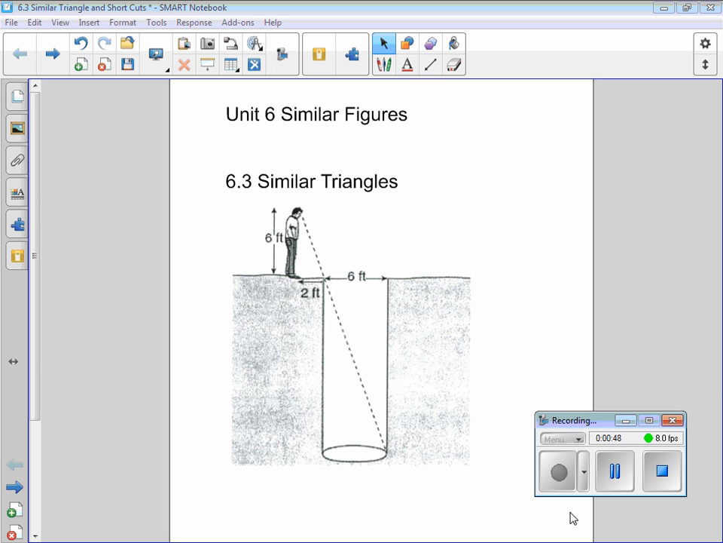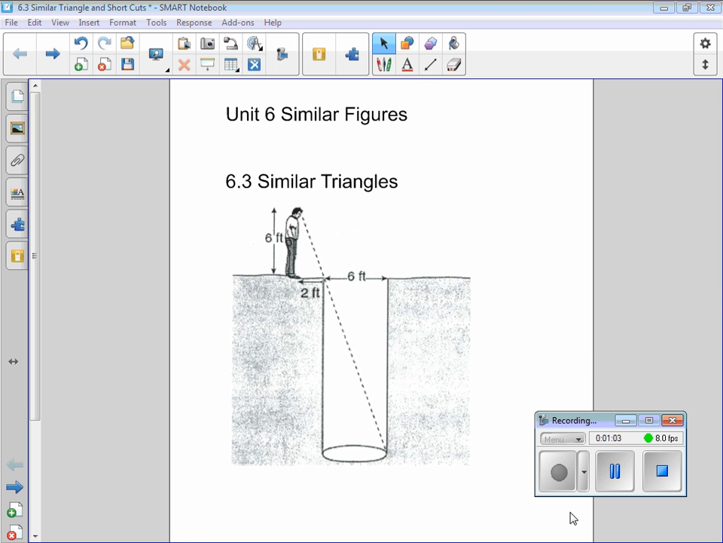There's going to be some shortcuts we can use to show that the triangles are similar, which once we know the triangles are similar, then we know that we can write relationships between their sides, and also that we know certain angles will match up and be congruent to each other.